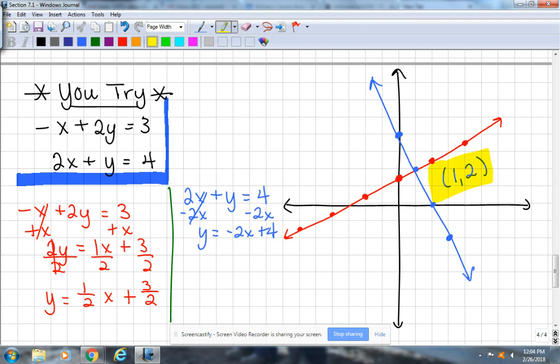So hopefully this has helped you see how to graph systems of equations and solve them by graphing.